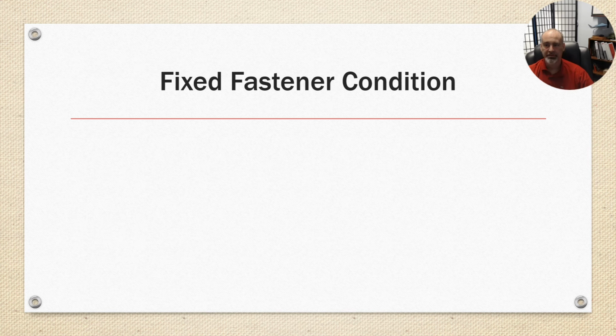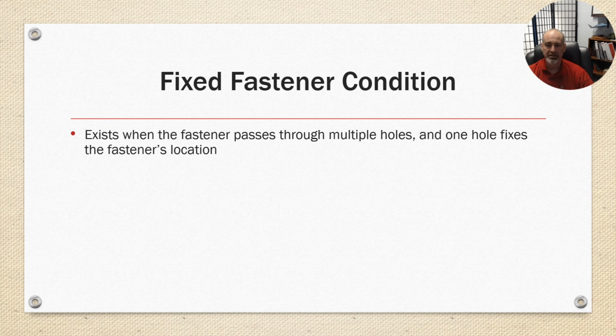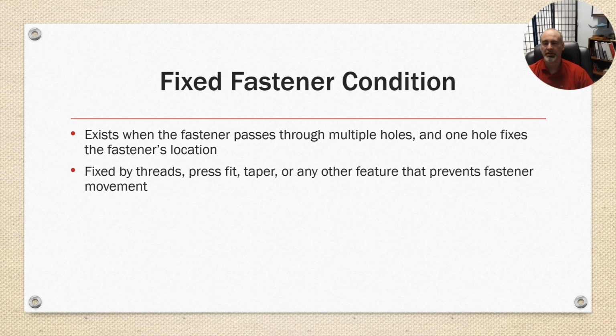Okay, fixed fastener condition. This exists when a fastener passes through multiple holes and one fixes the fastener's location. So in this example is a screw going through clearance holes into a tapped hole into a finished part. So it's not a bolt, it's a screw. Okay, that's fixed by threads or a pressed fit or a taper or another feature that prevents the fastener from movement.